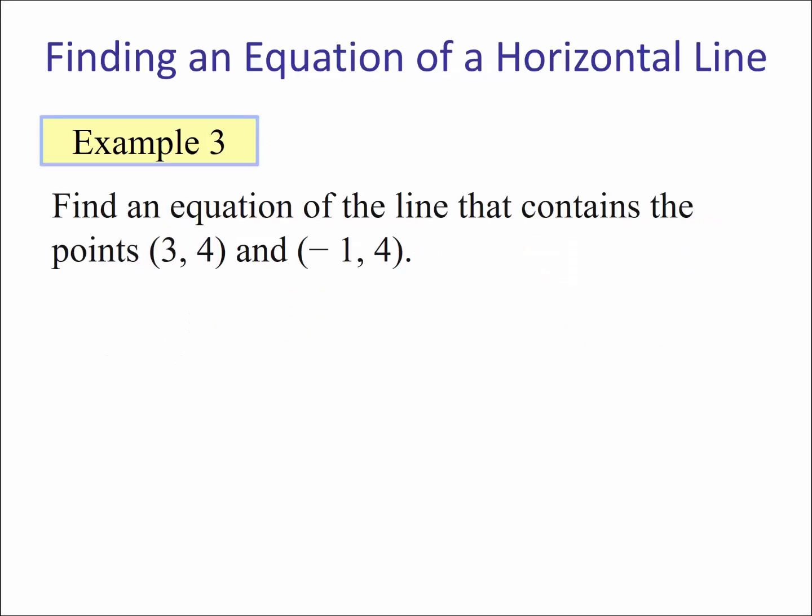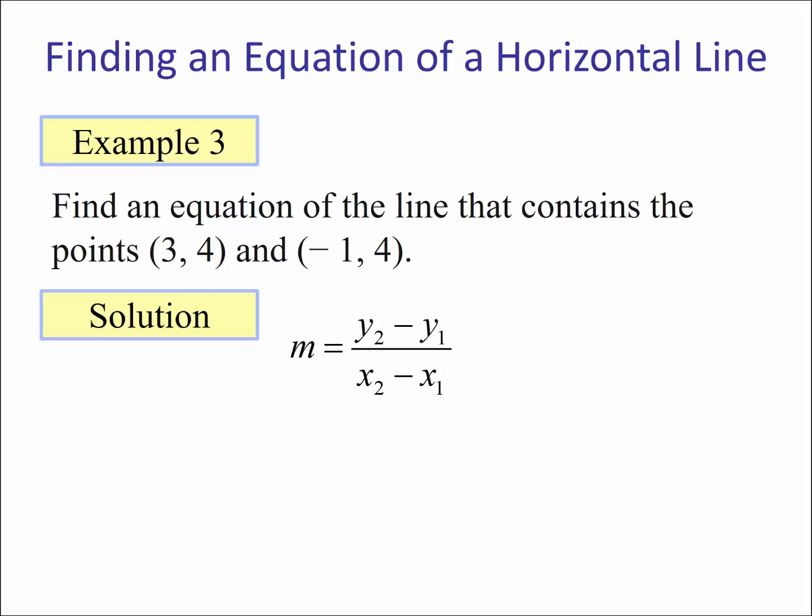Example 3. Find the equation of the line that contains the points (3, 4) and (-1, 4). We'll do this algebraically using our slope formula. We have 4 minus 4, which becomes 0, divided by -1 minus 3, which is -4. 0 divided by -4, or 0 divided by any number, is 0. So the slope is 0.